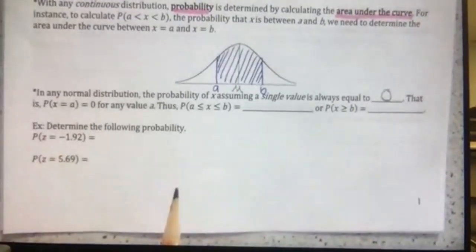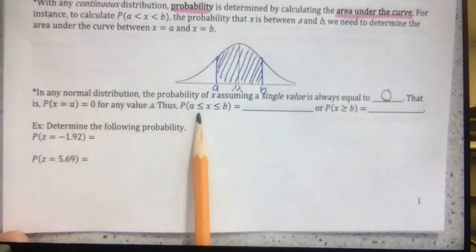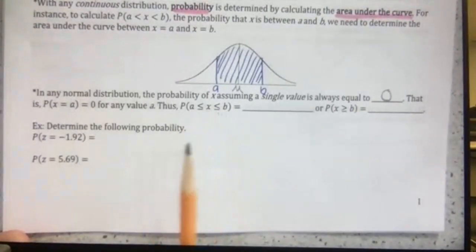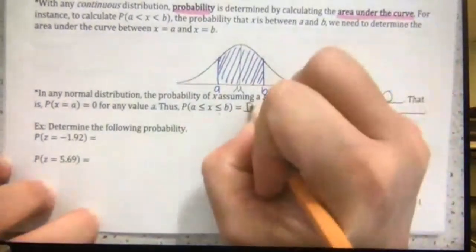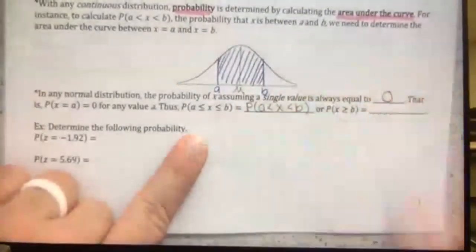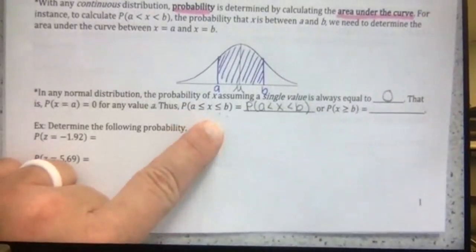So if it's just 1 point, that means that the probability that A is less than or equal to X and less than or equal to B, that X is between A and B, including the endpoints A and B, doesn't matter whether they're included or not, because whether A or B is equal to or not equal to, that area is going to be 0. So we're not adding anything to it. Moral of the story, the probability of A is less than X is less than B is the same thing as the probability of A is less than or equal to X, less than or equal to B.